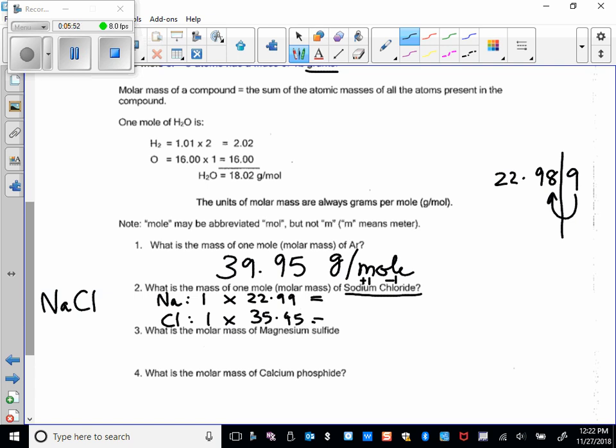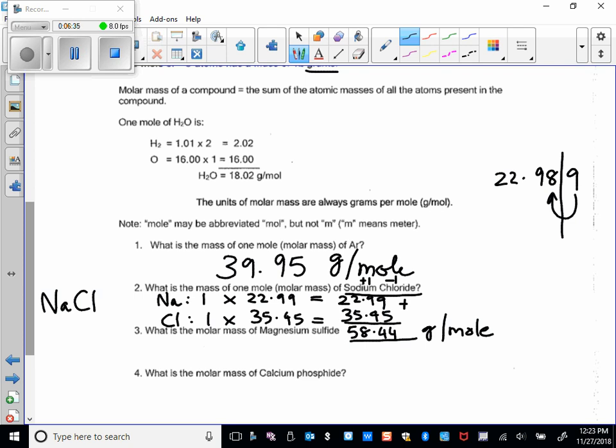So my next step is to multiply by the number of atoms. But there is only one of each. Is that right? So the number is not going to change. Yes or no? It's going to remain 22.99, and that's going to remain 35.45. What do you think I should do with these two numbers at the end? Add them up. And when I add them up, what does my answer turn out to become? 58.44 grams per mole is the molar mass of sodium chloride. Did you understand how to calculate that?